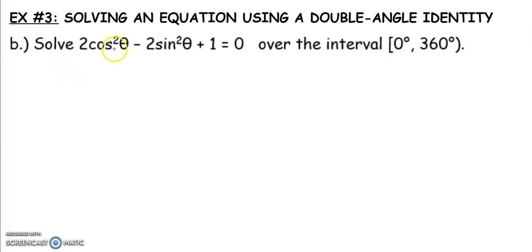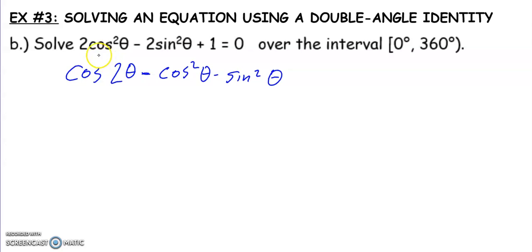Well, again, I've got 2 cosine squared theta minus 2 sine squared theta. Let me gather my wits a minute. I can take out a 2. So this looks like one of my double angle identities. The double angle identity I'm thinking of is the cosine of 2 theta is the same as cosine squared theta minus sine squared theta.